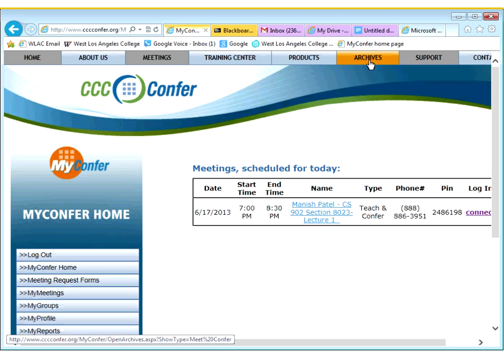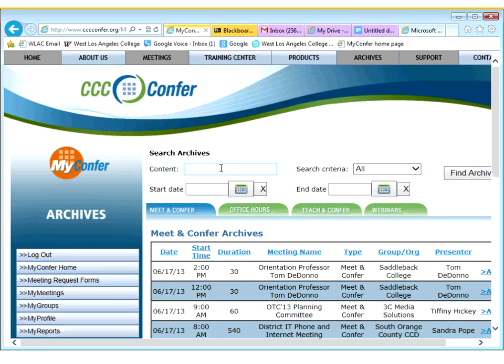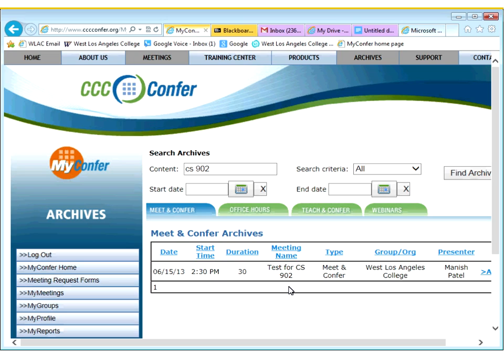If you go into the archive section, notice that the name here says CS902. Another way you could search for it is section 8023. So remember some keywords from the name. For some reason, my name doesn't work, so you'll have to use something like CS902 to find it. I had another test recording that I did over the weekend, and I'm going to walk through how to search for it in the archives. If I go to archives here, and then I write CS902 and say find archive, there it is. There was a test for CS902 that I did on 6/15. And if you look at the right-hand side of the screen here, you'll see archive.